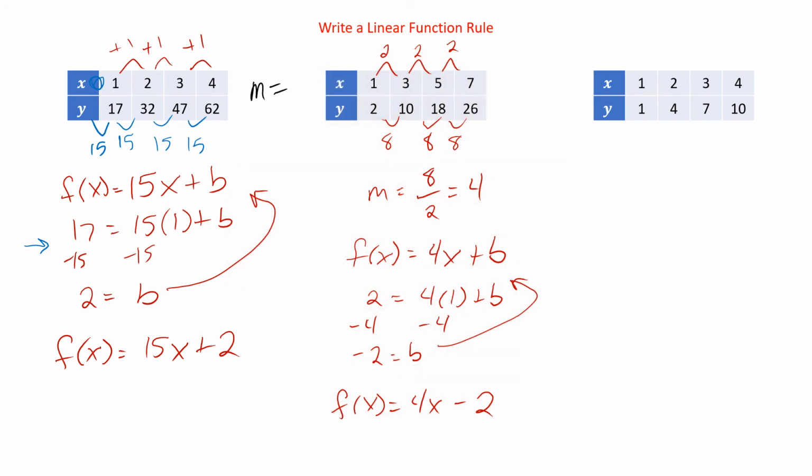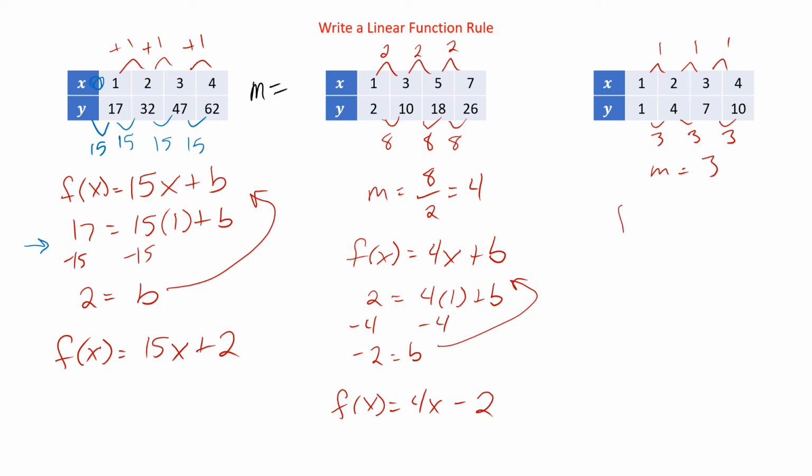How do you think you did? All right, well, let's try this. I hope you did it. So the x's are all just going up by 1s. The y's 1 to 4, that's 3. 4 to 7 is 3. 7 to 10 is 3. So our slope is 3 over 1, which is just 3.